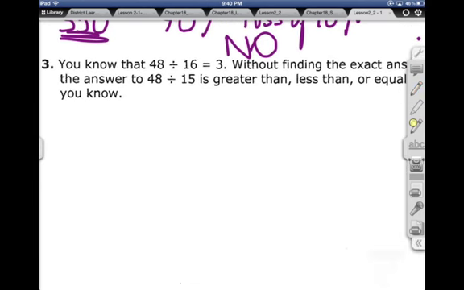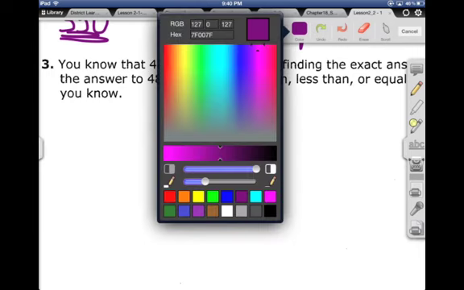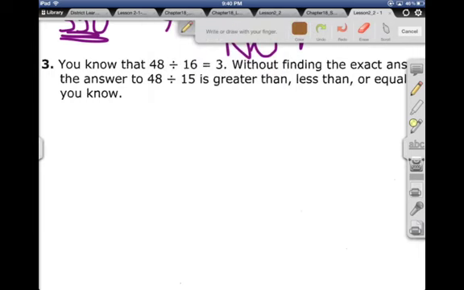Now, here's another question. Good question. I'm going to choose a different color. I'm getting tired of purple. If you had, let's go with brown, 48 divided by 16 giving you 3, 16 times 3, if you put 16 in 3 groups, you get 48. But if you only put 15 in a group, would you get a greater answer than 3? Well, here's a way of thinking about it. 16 into 3 groups perfectly makes 48. That's what this is saying.